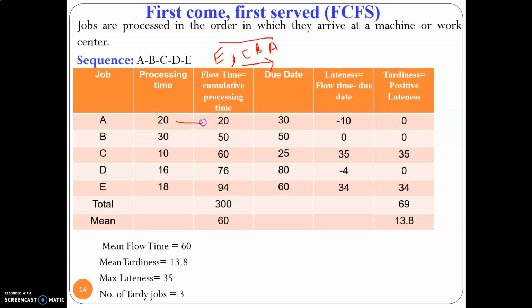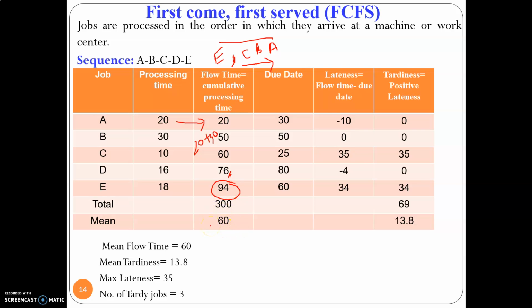Then we have determined the cumulative processing time. So 20 plus 30 will give you 50. Similar to the SPT rule, we find the cumulative flow time, that is, at the end of the 76th minute, job D will come out of the machine, and at the end of the 94th minute, job E will come out of the machine. So the makespan or the total completion time is 94. The total completion time will remain the same for all the priority rules. So I am determining the total flow time. When I add all these 5 values, I get 300. 300 by 5 will give you 60.